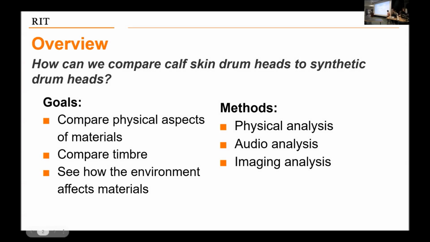So a quick overview. A question that we had to answer was, how can we compare calfskin drumheads to synthetic drumheads? And with this question, we had a couple goals that we had to reach. We had to compare the physical aspects of the materials, we had to compare the timbre, and we also had to see how the environment would affect the materials. And in the end, we came up with an array of solutions, and all of them could fall under these three general categories of physical analysis, audio analysis, and imaging analysis, as you'll see.